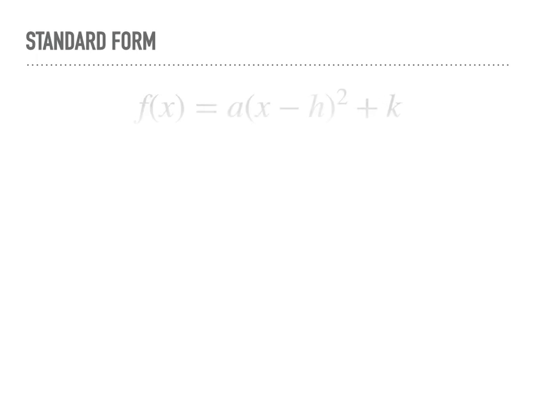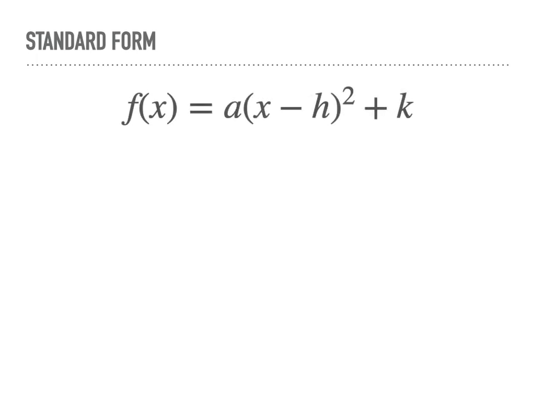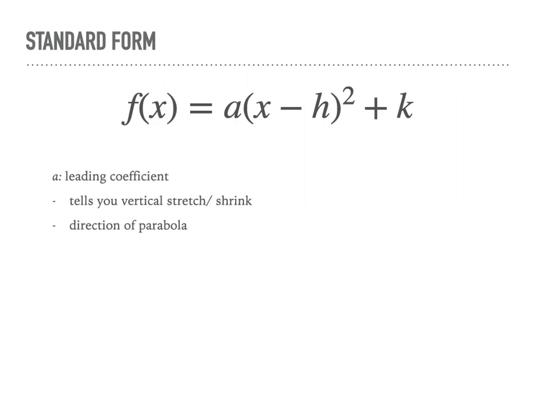Now here's the standard form, where f(x) = a(x − h)² + k. It's a similar format where a tells you the vertical stretch or shrink and the direction. The vertex is actually (h, k), which is why it tends to be called vertex form, because it's convenient for finding the vertex. And the axis of symmetry is, again, the x-coordinate of the vertex, which is x = h. Now there's also a third form called the intercept form, but it's pretty straightforward and easy.